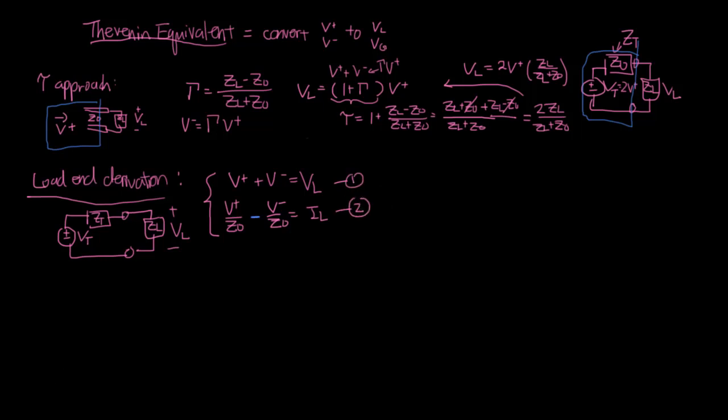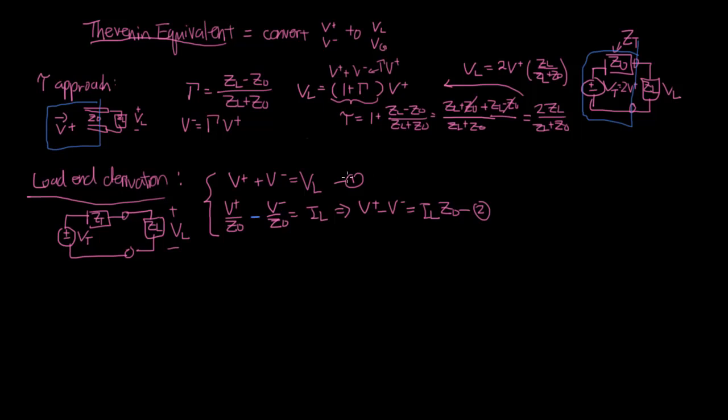Now, before I call that equation 2, let's manipulate that a little bit so that it looks closer to what we want. Let's multiply both sides of the equation by Z naught. So if we multiply both sides by Z naught, we now have V plus minus V minus is equal to IL Z naught. And we'll call that our equation 2.